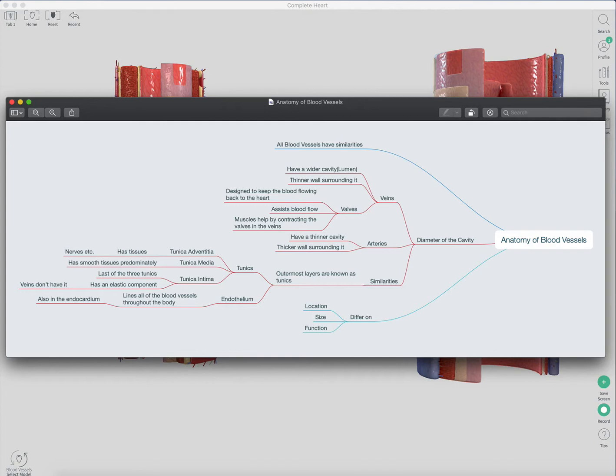So we have gone over the anatomy of blood vessels, all of the parts of blood vessels, their defining characteristics, and what characteristics make them similar and different.